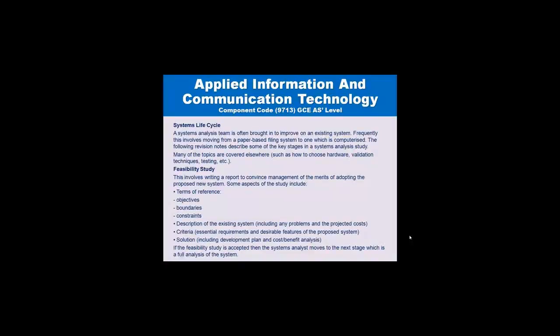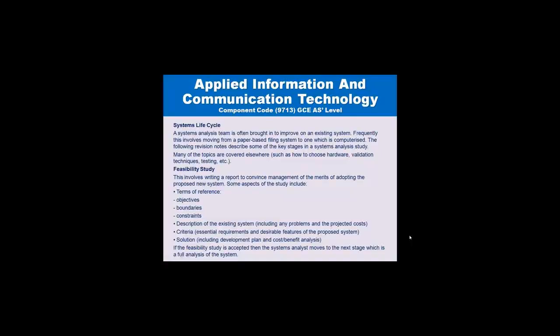Some aspects of the study include terms of reference, objectives, boundaries, constraints. Terms of reference means on which terms you will be designing the system. Objectives means, for example, addition of records, deletion of records, maintenance of records, generating reports, or the button formats, or touch button formats, or that it should be pictorial, and pictures should be placed everywhere, and it should have only one entry, one exit point. Something like that will be written in the objectives.